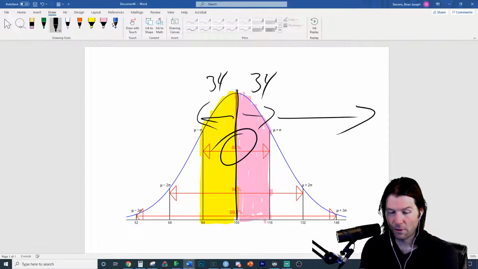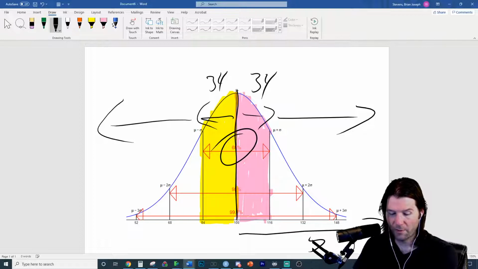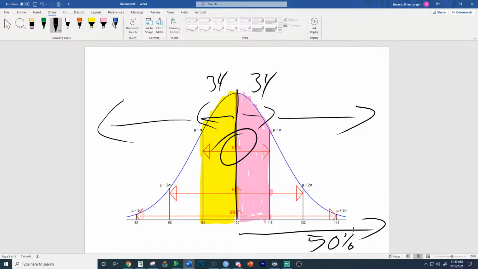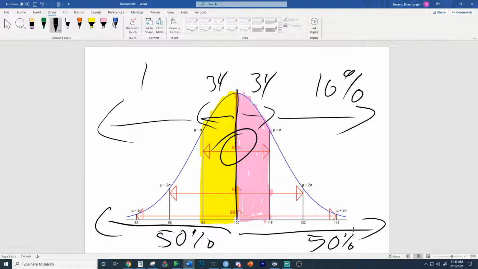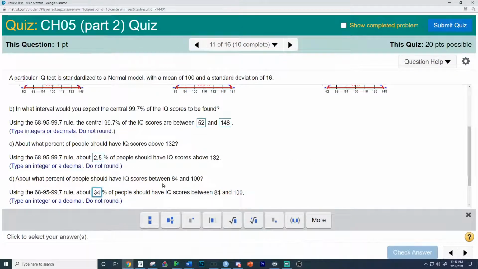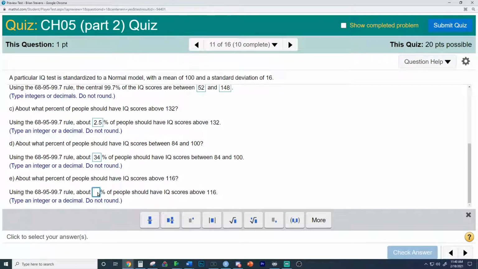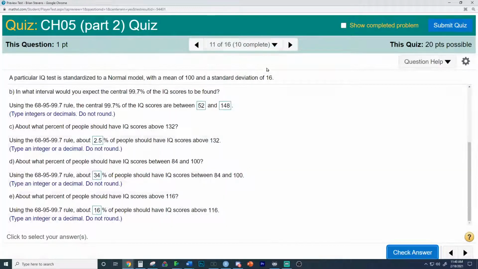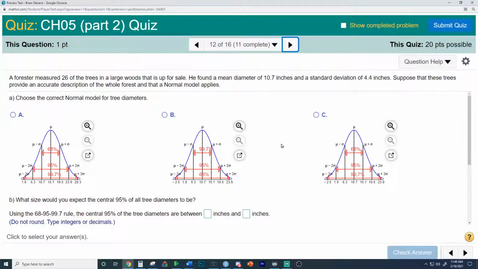Because if you do just the remaining on this, from here over has to be 50% because it's half the curve. And so from here down has to be 50% because it's half the curve. And that makes this 16%. So that has the answer. A lot of problems you can use to figure out the next one. So just good practice right there. 16%. There we go. We were just doing amazing today.